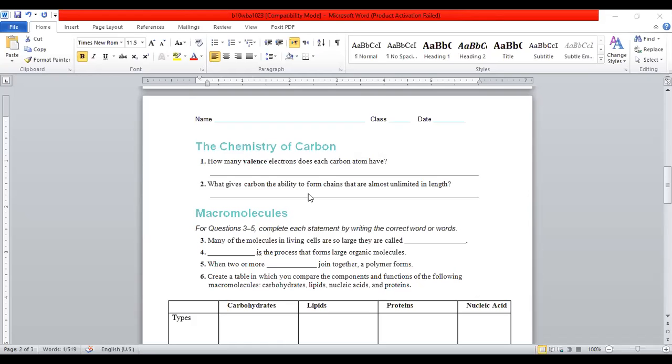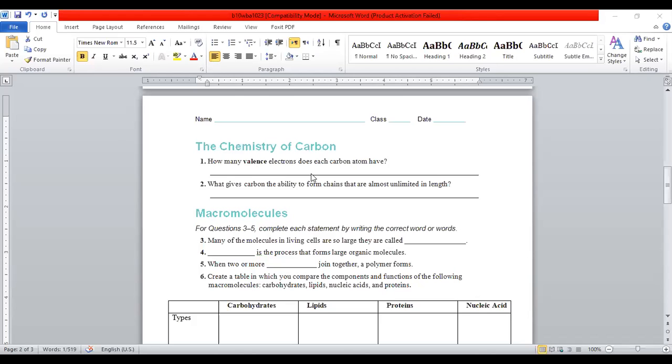Think first. Yes, Mister. How many valence electrons? One minute. You raised your hands? I thought you raised your hands. It's okay, you raised your hands maybe earlier. Now raise your hands if you know the answer. The valence electrons are 4.